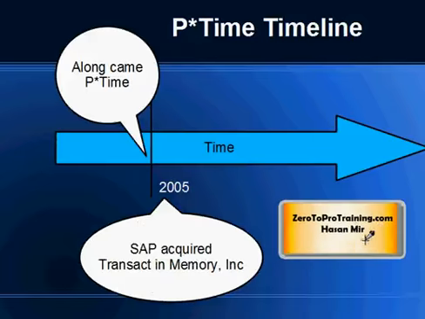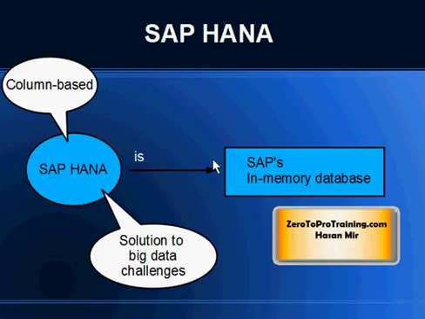Okay, so the timeline is pretty simple. SAP acquired a company called Transact in Memory Inc. in 2005, and that's how this database came to SAP along with this company. They started looking into this in-memory database, and SAP HANA was born.